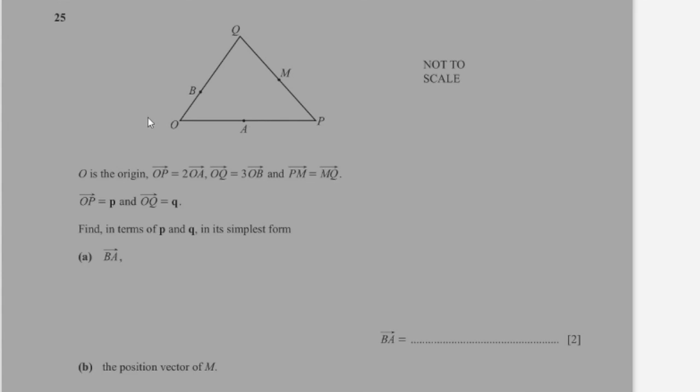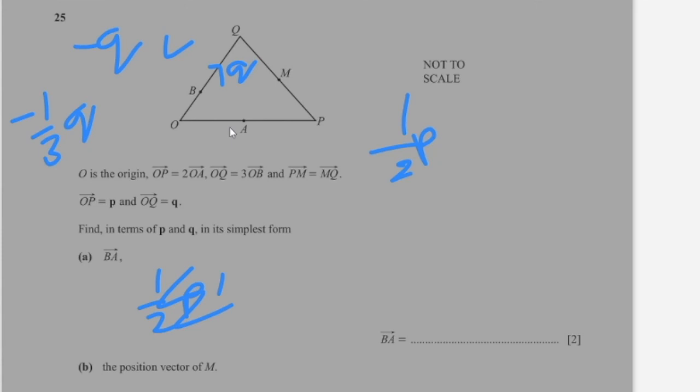So BO is, as we can see in the question, OQ is positive q. So going backwards would be negative q. And since OB is a third of the complete OQ, OB is going to be negative 1 by 3 q. And as you can see, OP is twice as OA. OA is going to be half of OP, which is p. So we have BA as half of p minus q.